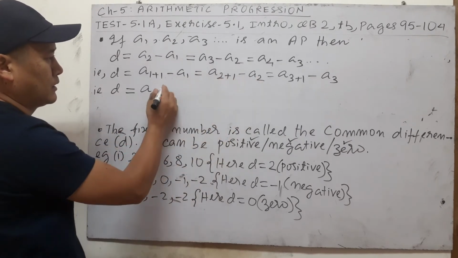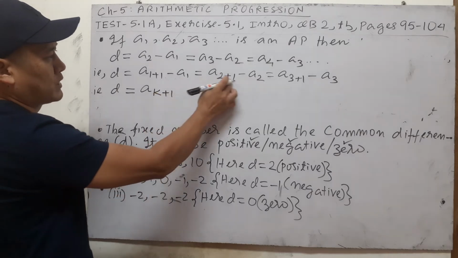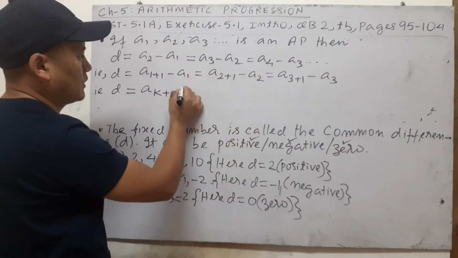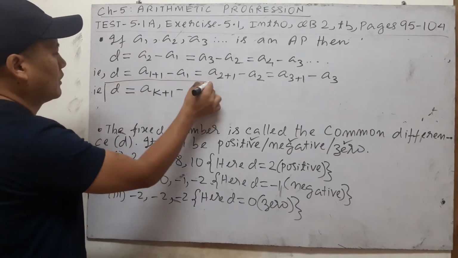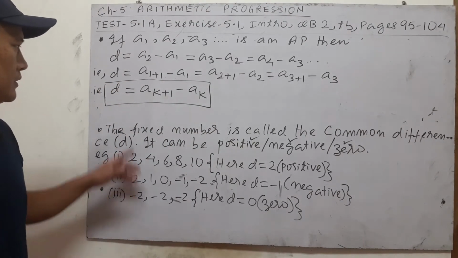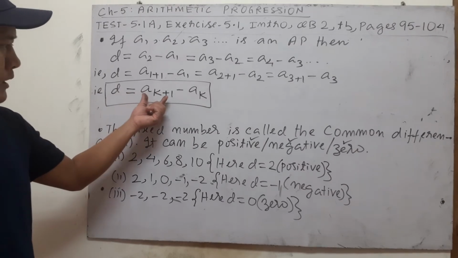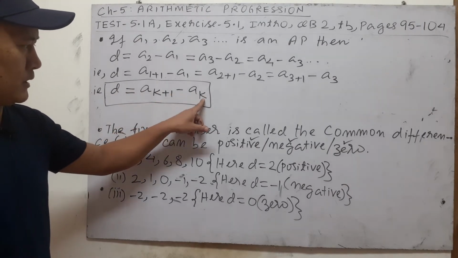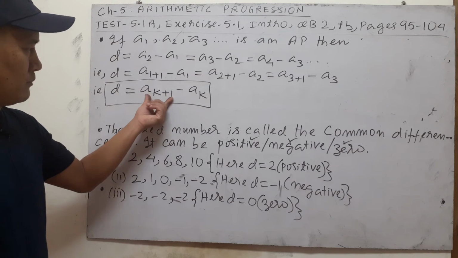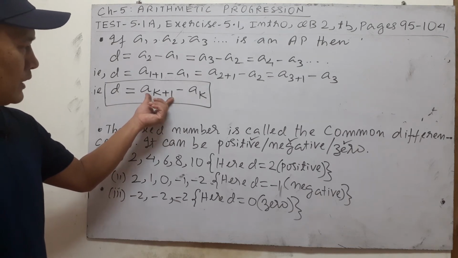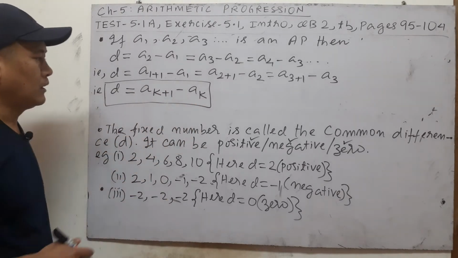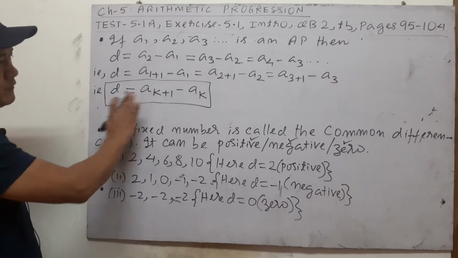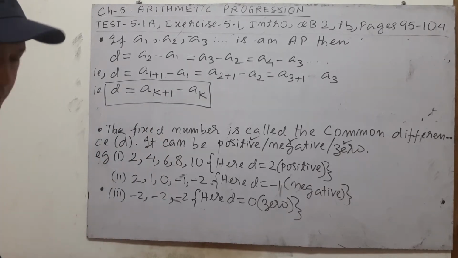KB2 in this case, then K plus 1, 2 plus 1, 3. And here, minus AK. So this is the formula for finding a common difference. Common difference is a term minus the preceding term, because K plus 1 is a term, then the one in front of AK plus 1 will be AK, the item number in front. So this is the formula for finding common difference.